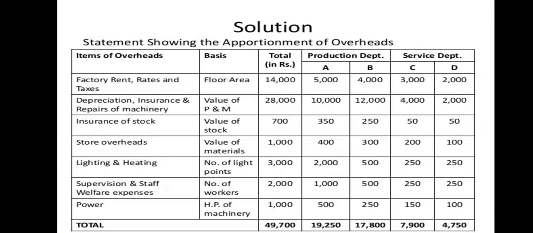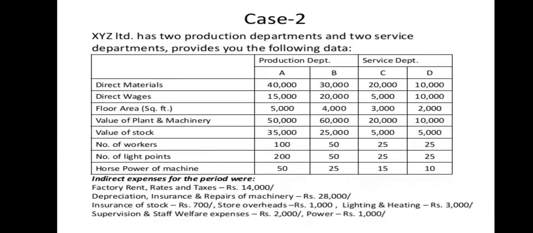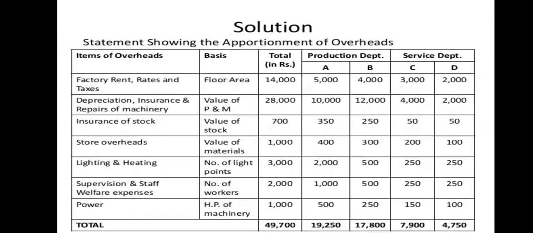So when such information is given, now we need to apportion these items. Whatever information is given, we need to apportion them. Just please take the screenshot of it or else note down the problem in the notebook so that we can go along with this. So the solution for it is a statement showing the apportionment of overheads.